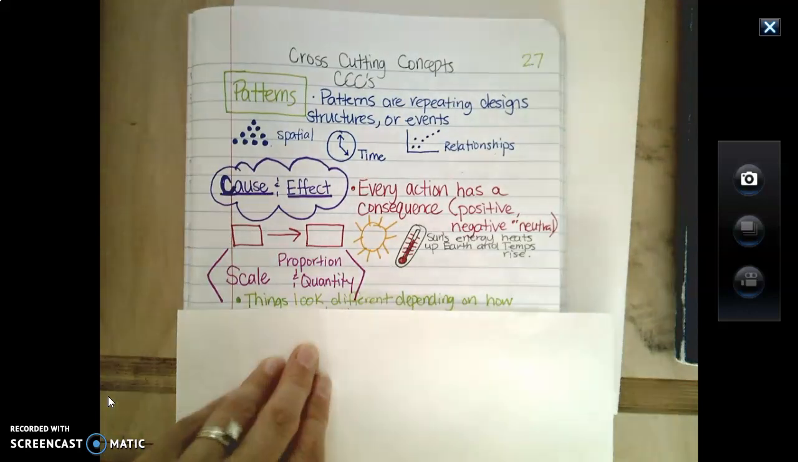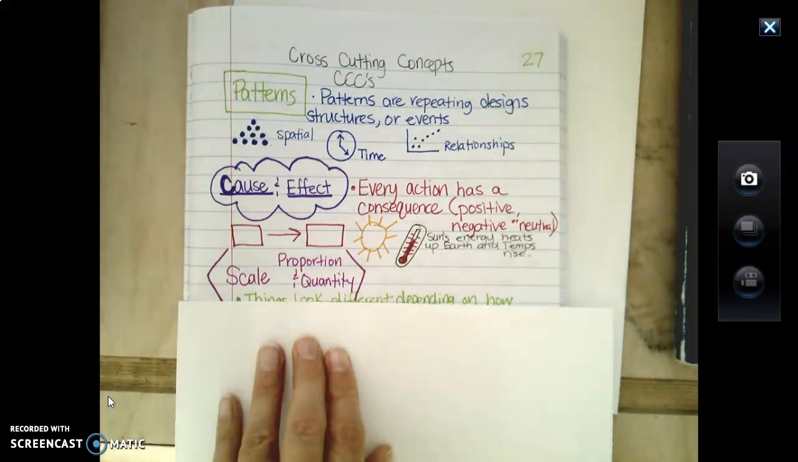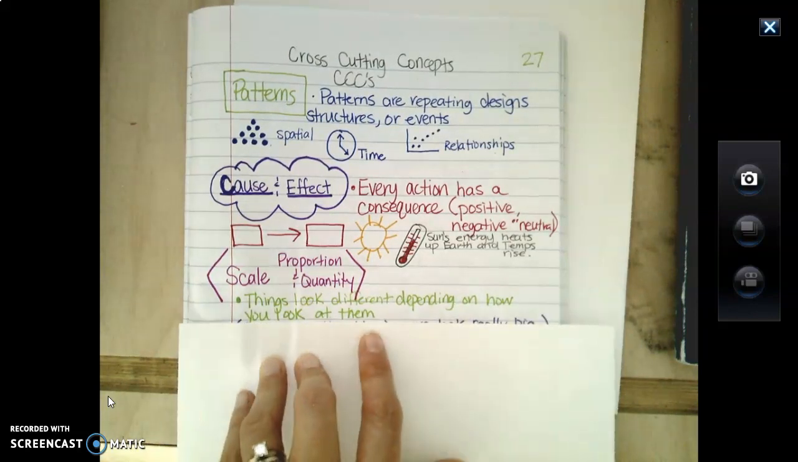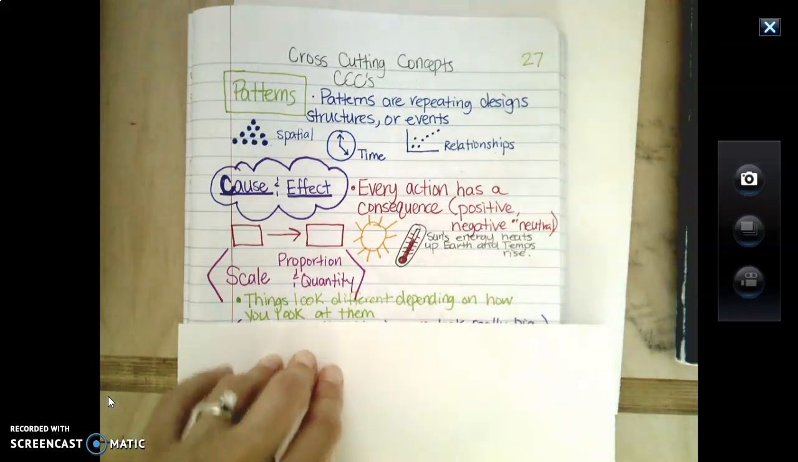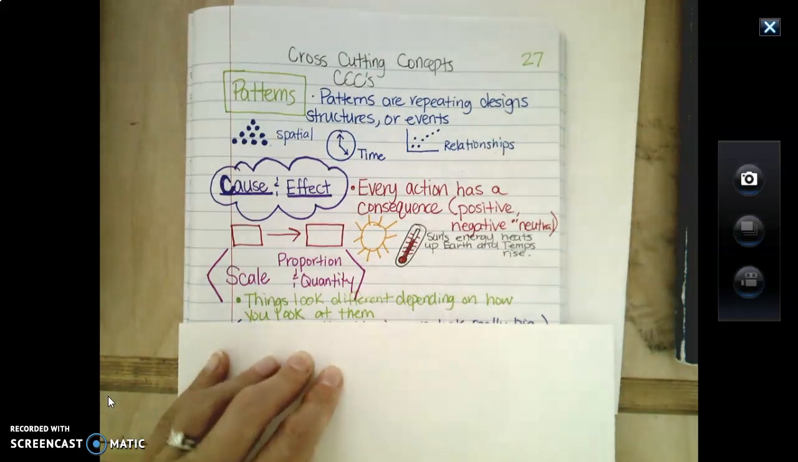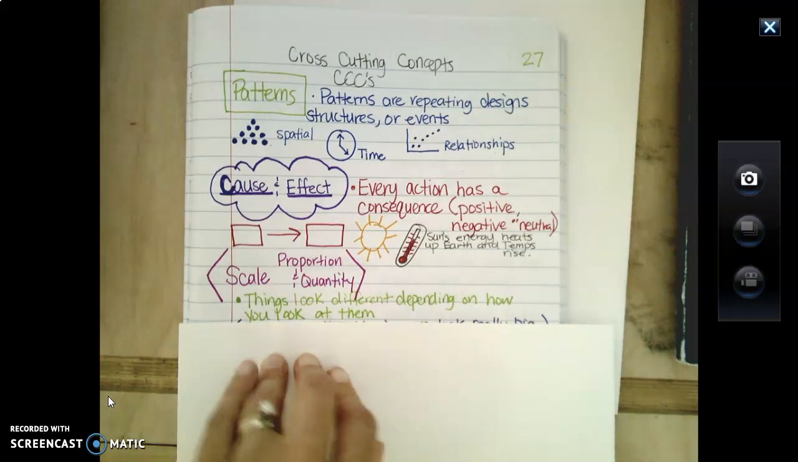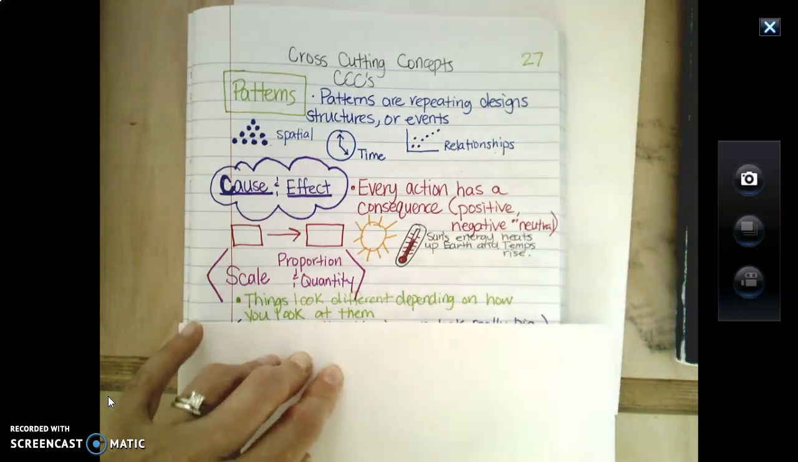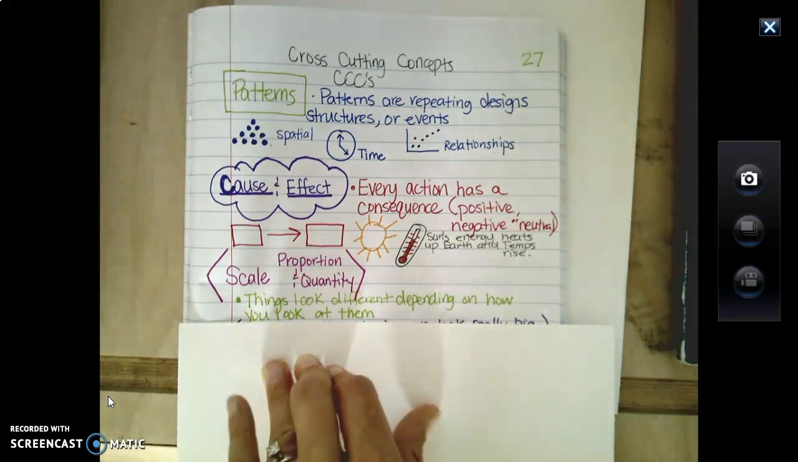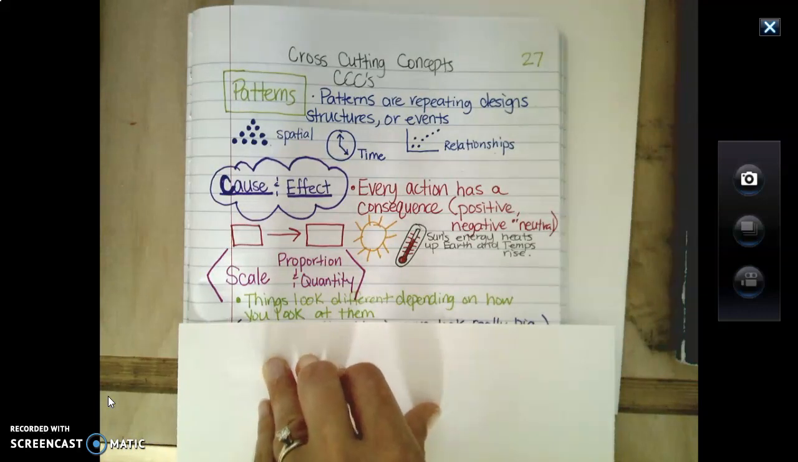So the next one is scale, proportion, and quantity. Now, I really like this particular cross-cutting concept because I feel like you can use a wide range of examples to kind of understand this. So things are going to look different depending on how you look at them. So here on Earth, if I look up into the night sky, the moon looks relatively small. But you've got to consider where you are. Now, if you were to go to space and go to the moon, the Earth is going to look different.